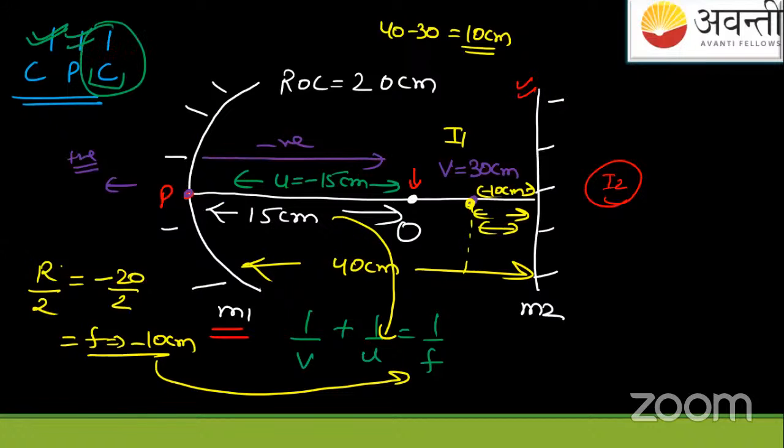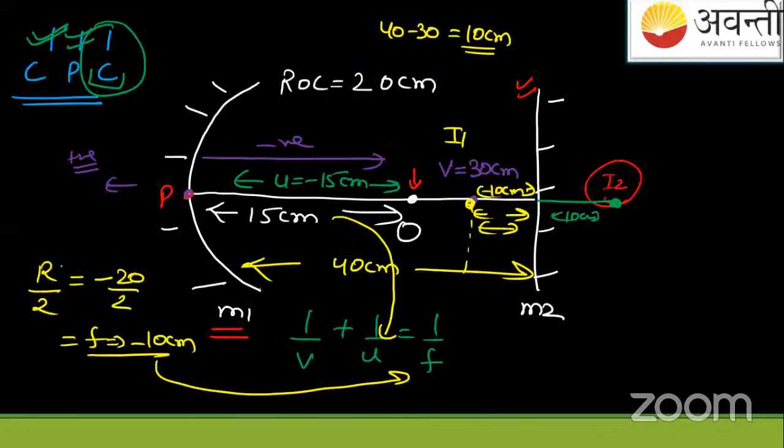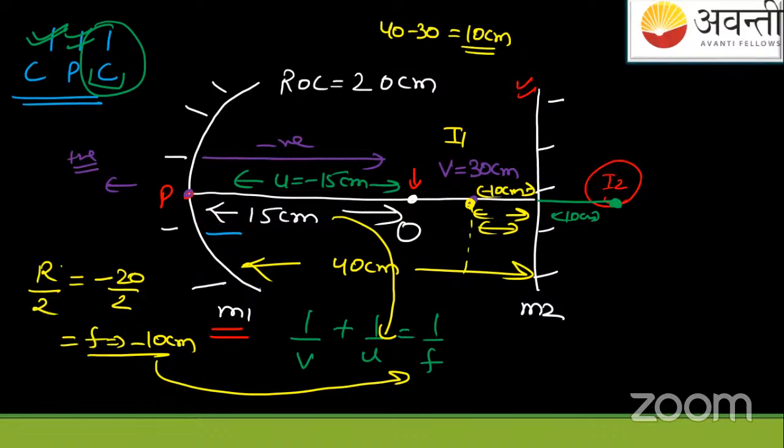So how to use it? Simple. We got I2 here at 10 centimeters. It is also given in the question that you can take only 3 reflections back to back. So now the question becomes like this. We have an object, which is basically the I2 image. I2 is a virtual image. And this virtual image in the plane mirror will act as a virtual object for the concave mirror.